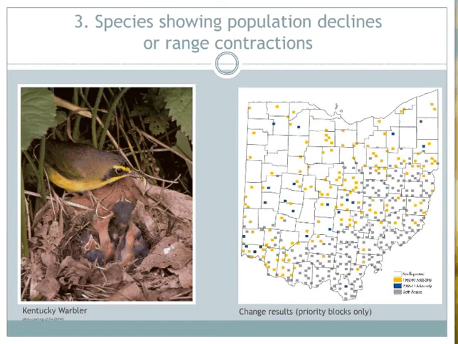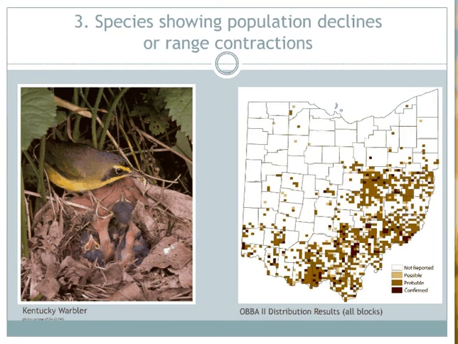Along those same lines, we have some similar patterns, but perhaps not as obvious. Kentucky warbler is a species that's typically associated with forest, but it really does well in those transitional areas. During the first atlas, we had a number of observations in the Prairie Peninsula and up in northwestern Ohio. Here in the second atlas, we really find that it's contracted out of those areas, and it's almost exclusively found in the Ohio Hills.